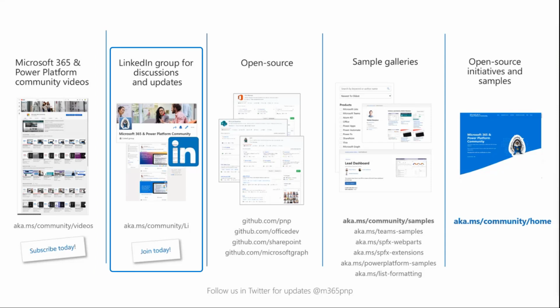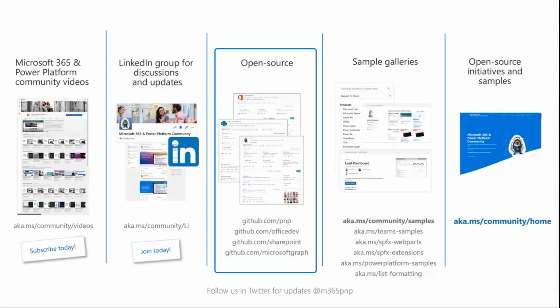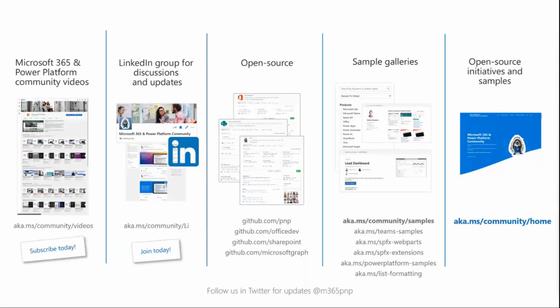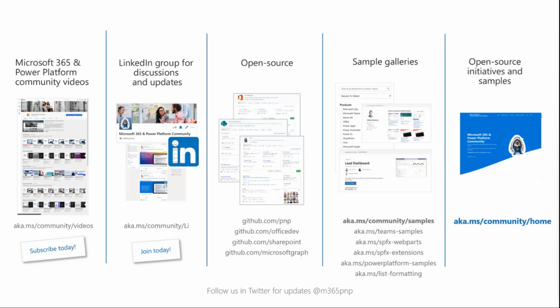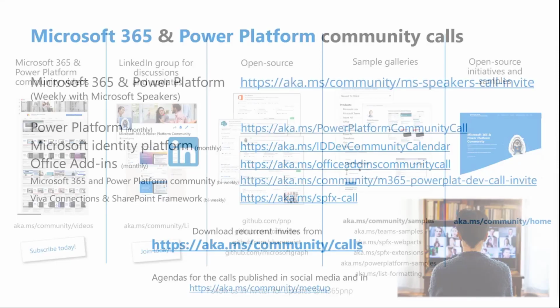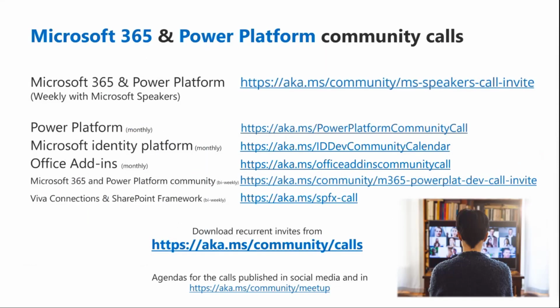We also have a LinkedIn group for discussions and updates. That's a great way of asking questions of different people from Microsoft and also from the community. We have a lot of open source assets in GitHub, but as it might be a bit difficult to find the relevant sample for you, we are providing sample galleries, which is the easiest way to find a relevant sample for your use case. And if you're wondering that there are too many URLs to remember, it is a lot. We luckily have one URL where all of the assets and all of the things are available: aka.ms/community/home.